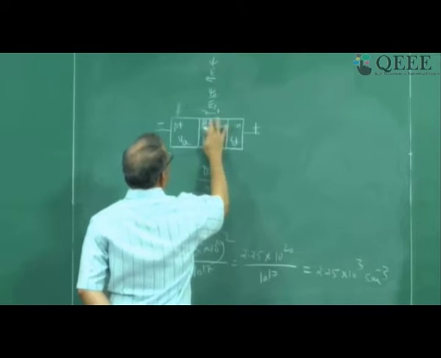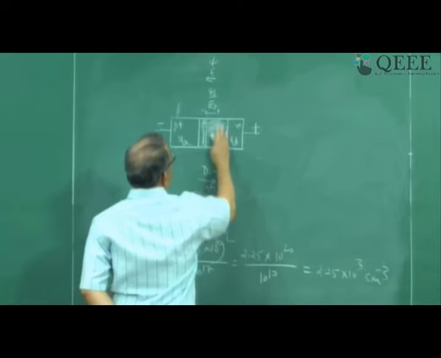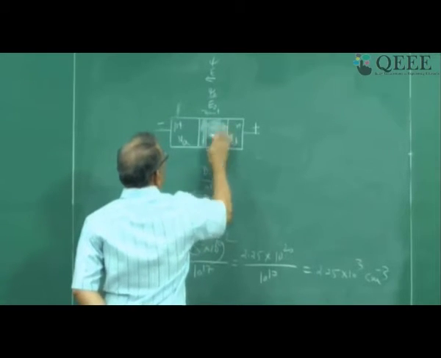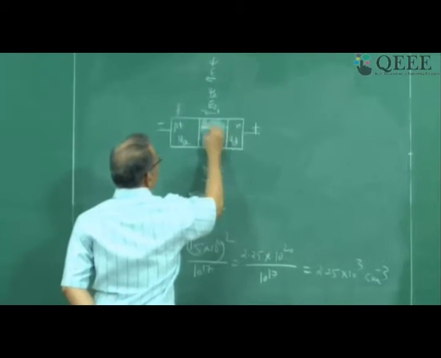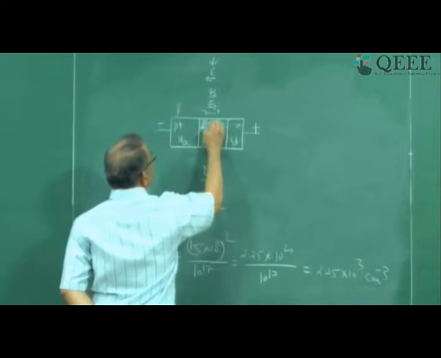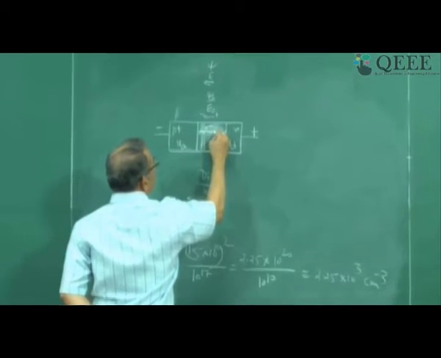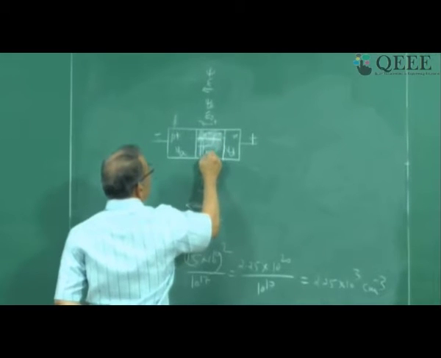Sorry, it should be the other way. Electron is moving from negative to positive. So the electron moves like this. At some point there is an electron hole pair generation. The hole moves like this, the electron moves like this.